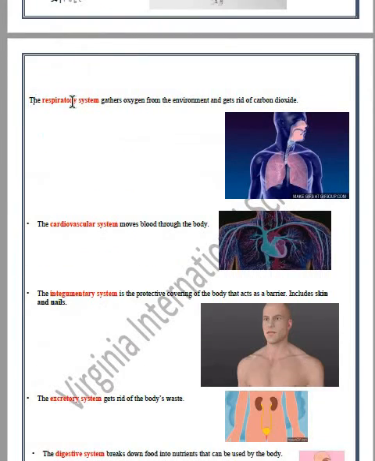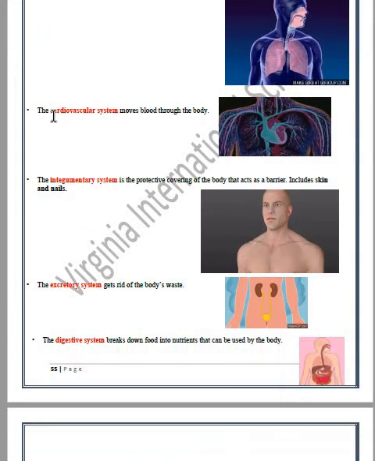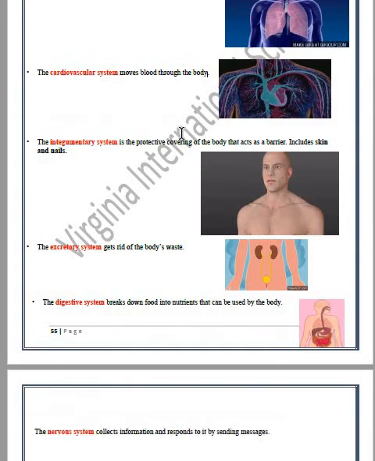We have also the respiratory system, which is responsible for oxygen in and carbon dioxide out. It's responsible for entering the oxygen gas inside our body for respiration. That's why it's called the respiratory system, from the word respiration, and it's expelling out the carbon dioxide and getting rid of it out of the body. And as we said, the cardiovascular system moves the blood through the body.